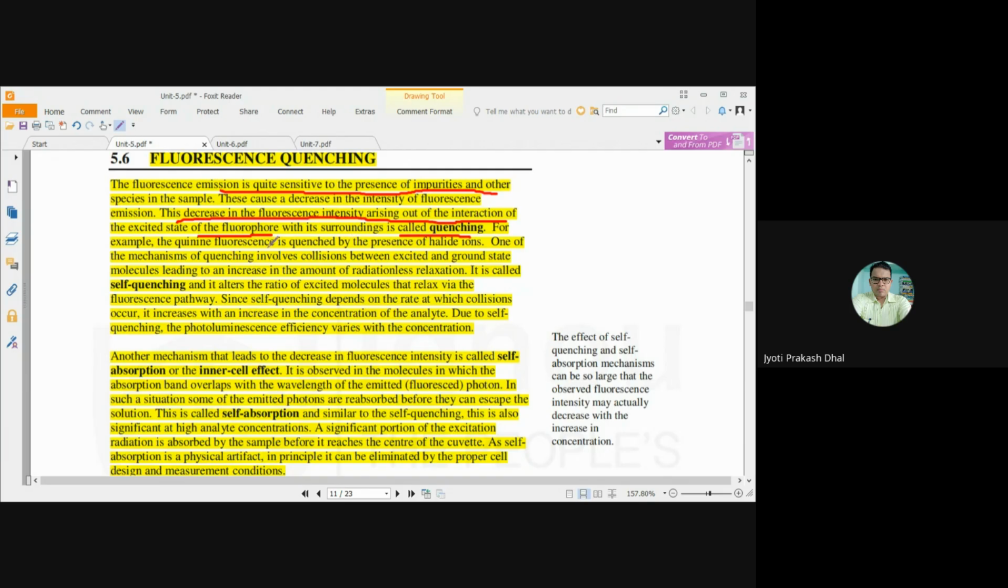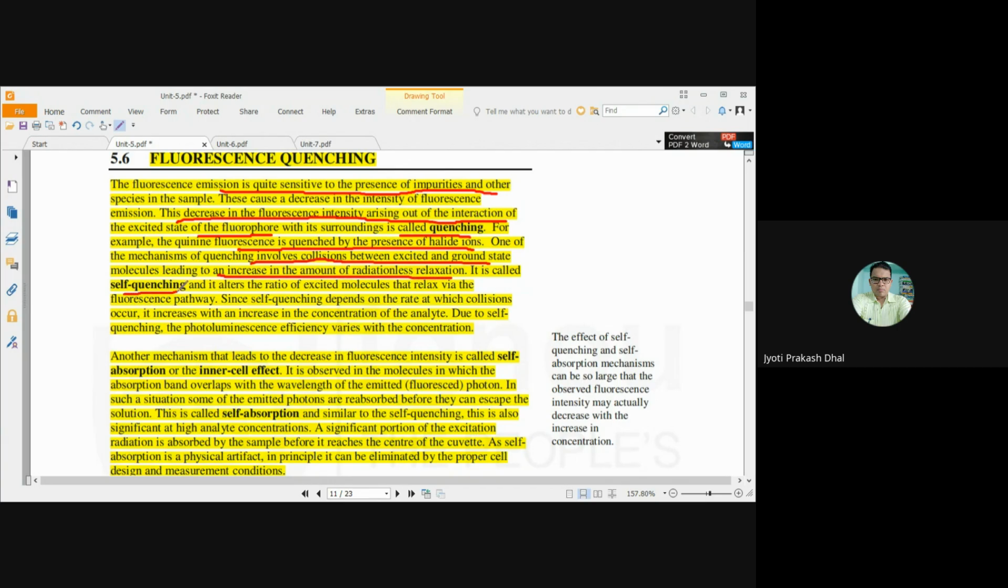For example, quinine fluorescence is quenched by the presence of halide ion. So if halide ion is there in the solution, the fluorescence intensity of the quinine molecule will be decreased and it will undergo quenching. One of the mechanisms of quenching involves the collision between the excited and ground state molecules, leading to an increase in the amount of radiation-less relaxation.